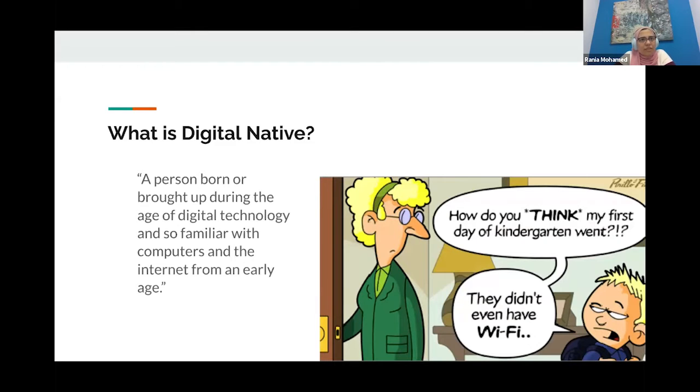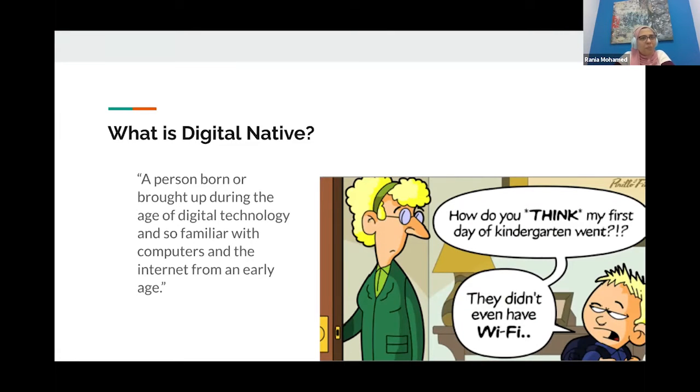So what is digital native? By definition, digital natives are the people who were brought up or grew up during the technology era. So they are really more into computers, mobile, and devices, tablets, and different smart devices.